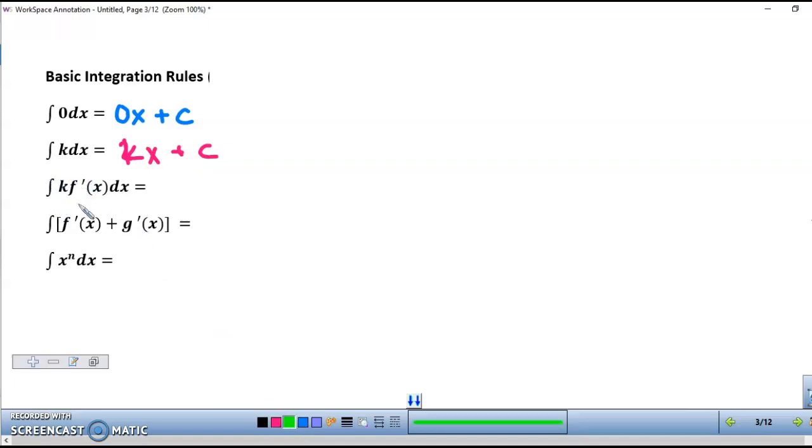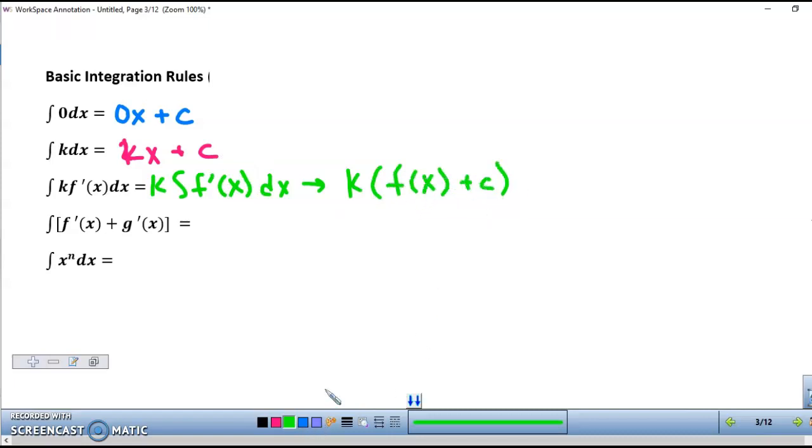If I have k times f prime of x, I can actually move the k outside of the integral, so that I have k times the integral of f prime of x dx. And if I integrate f prime of x, we know that's f of x plus c, so I have k times f of x plus c. I could go ahead and distribute that k. So I have k times f of x, and k is a constant, c is a constant, and a constant times a constant is just a bigger constant, okay?